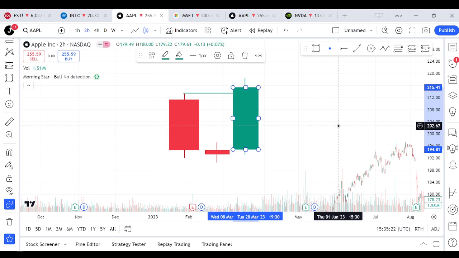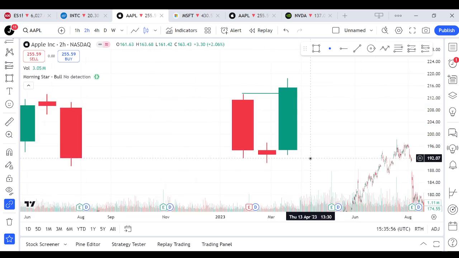So the psychology behind this pattern reveals a systematic transition of market control. The first candle demonstrates bear dominance, the middle candle shows their weakening grip, and the final candle confirms bull takeover. So for optimal trading results, look for these specific qualities: pattern forming near key support levels, strong volume confirmation on the third candle, and the third candle closing above the midpoint of the first candle. Risk management becomes crucial, with stop losses typically placed below the low of the second candle.